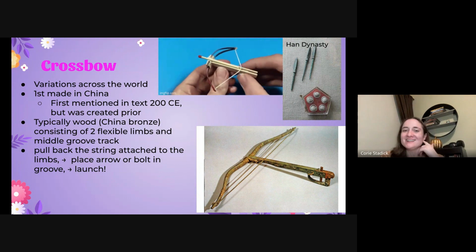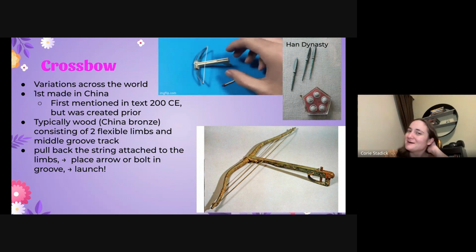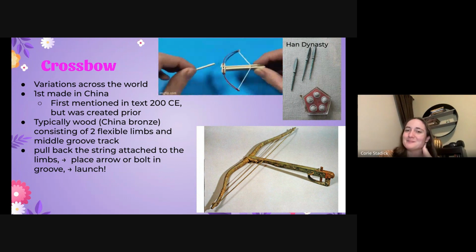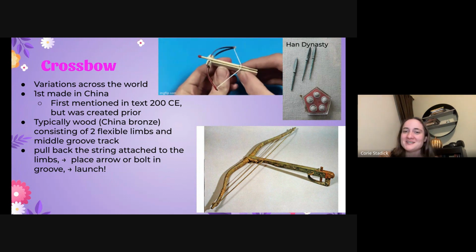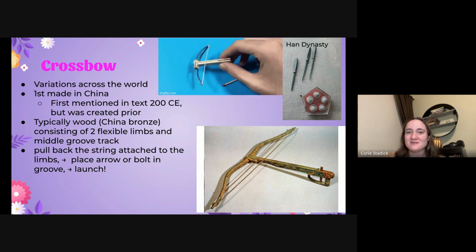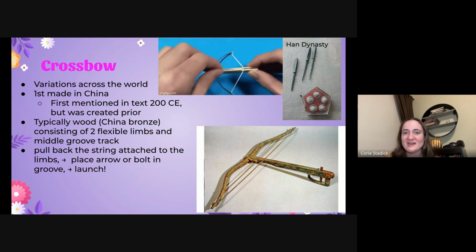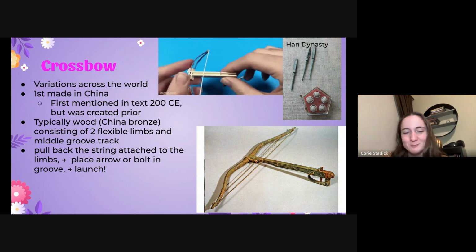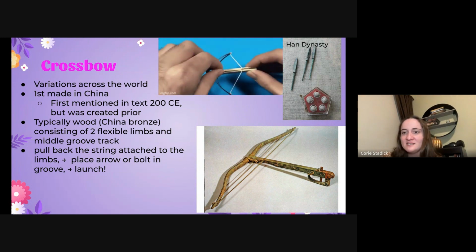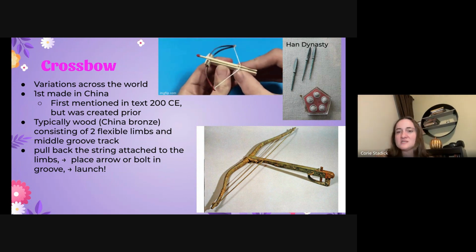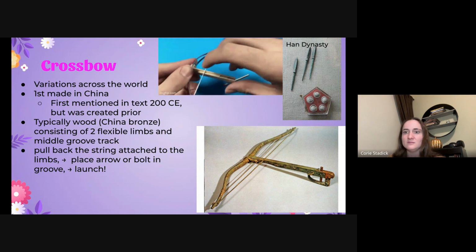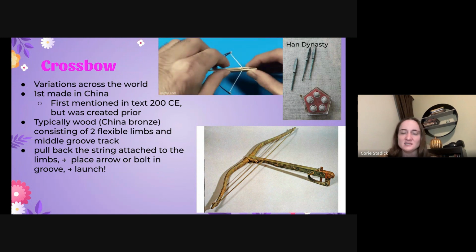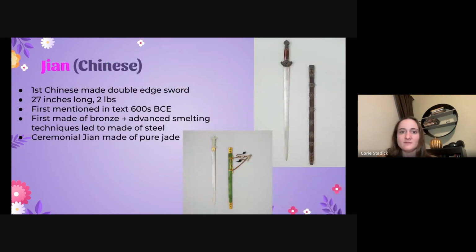The only good little gif I could find about the crossbow was one of someone launching a matchstick, but it gives a really good description of how you pull the string back, you put in the matchstick, and then you launch it. Pretty cool. In the Han Dynasty, they also had bolts that they would use instead of arrows, which are just like these little metal deadly spear things. Lovely. Okay, anyway, moving on.